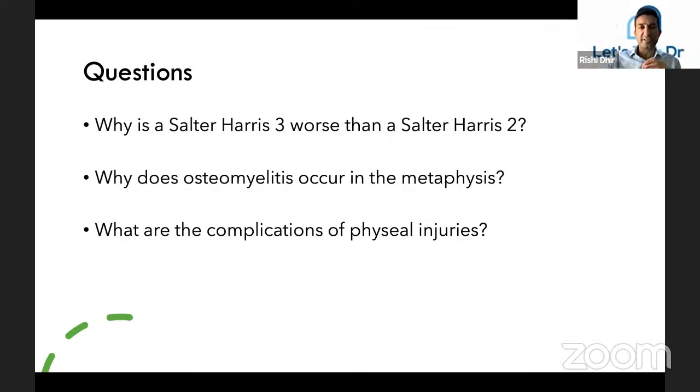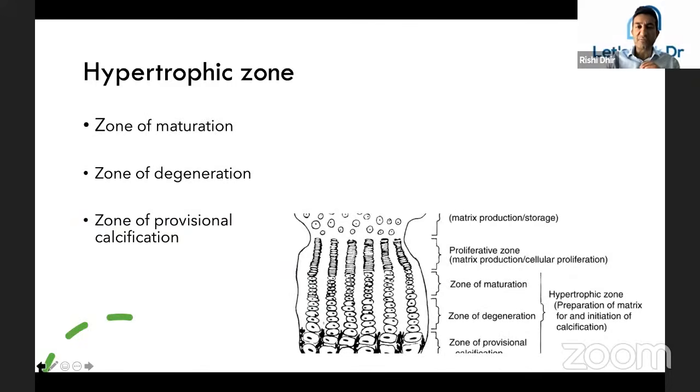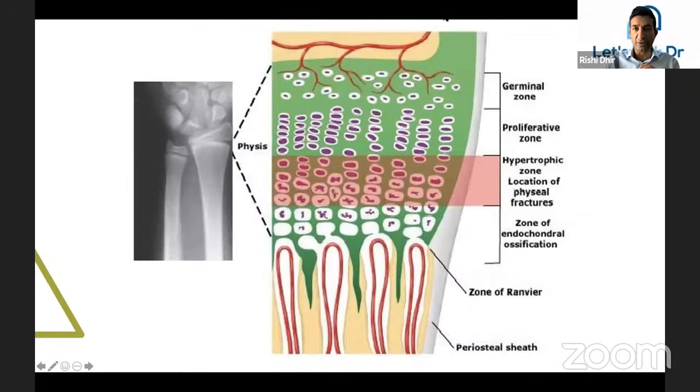The next question is, why is a Salter-Harris 3 worse than a Salter-Harris 2? And the easiest way for me to do this is just draw it for you. So I'm just going to annotate this diagram. Apologies about the poor drawing.